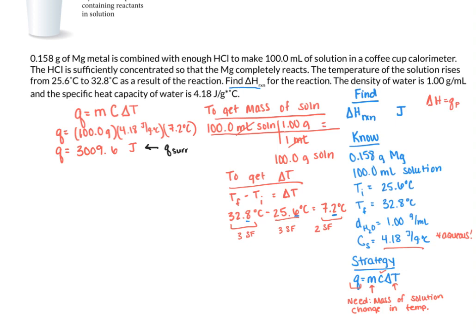We know that in the end, our answer is going to have 2 sig figs. So I'll just keep that underlined for now, just so we remember. But we don't really care about the Q of the surroundings. What we really want is the Q of our system. And our system is our reaction. So we know that the Q of the system is equal to the opposite of Q of the surroundings. And we know that Q of reaction is our system, and our solution is our surroundings.